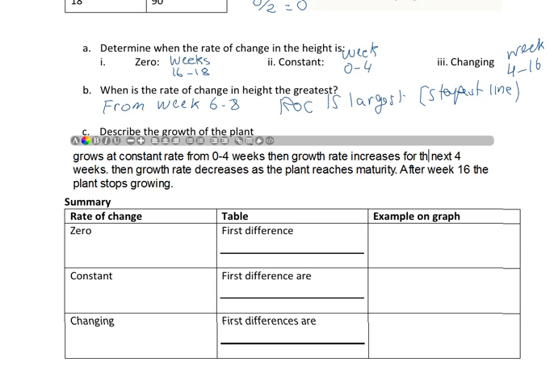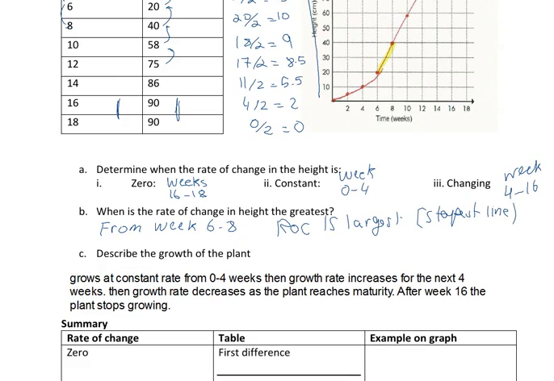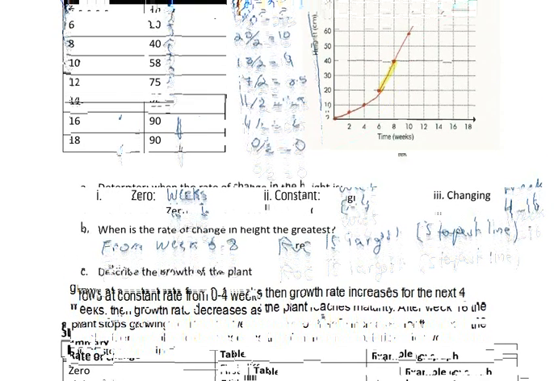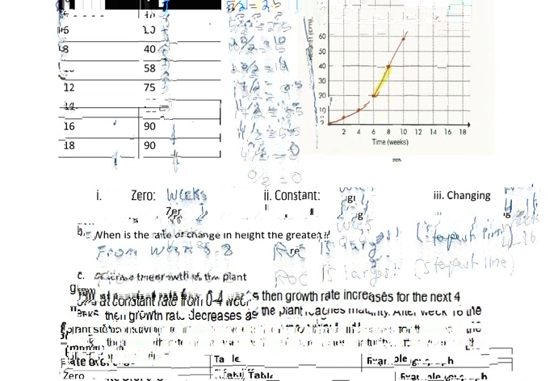Now, if you look at the graph, what do you see has happened when your rate of change is 0? It's constant. It's a horizontal line. So your rate of change is 0 when your graph is horizontal. There's no change in the y.